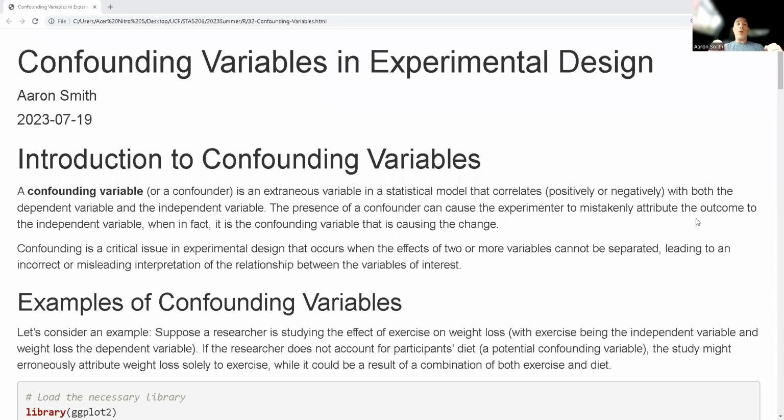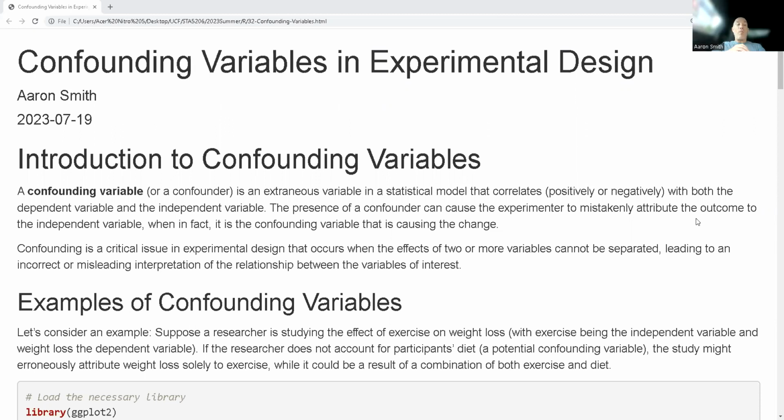Hi, in this video, we're going to look at confounding variables in experimental design. A confounding variable, also called a lurking variable, is a variable that correlates with our target variable and the predictor variable. What can happen is that the relationship between the predictor variable and the target variable could be stronger or weaker than it really is when we're not aware of the confounding variable.